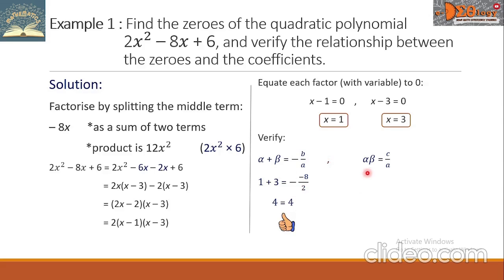The second relation is alpha times beta equals c over a. The values will be 1 times 3 equals 6 over 2. On the left side, it is 3. On the right side is also 3. So, they are equal. It means the second relation is also verified.